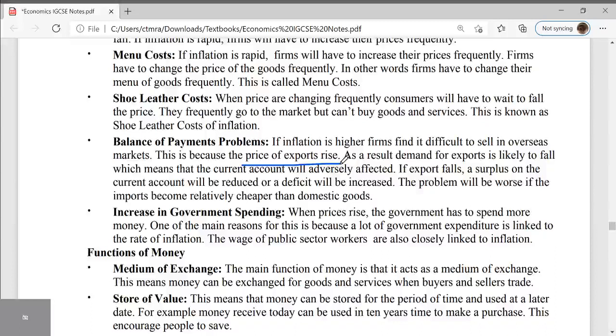Okay, because government is working for the welfare of the people of the country. They don't have a profit motive. So what happens is that even if the price level increases, there will be a rise in the government spending.